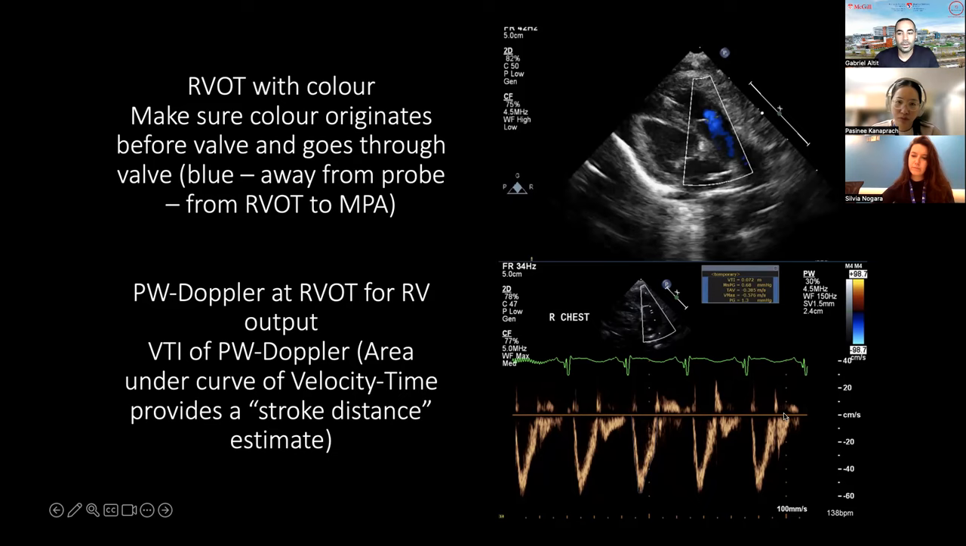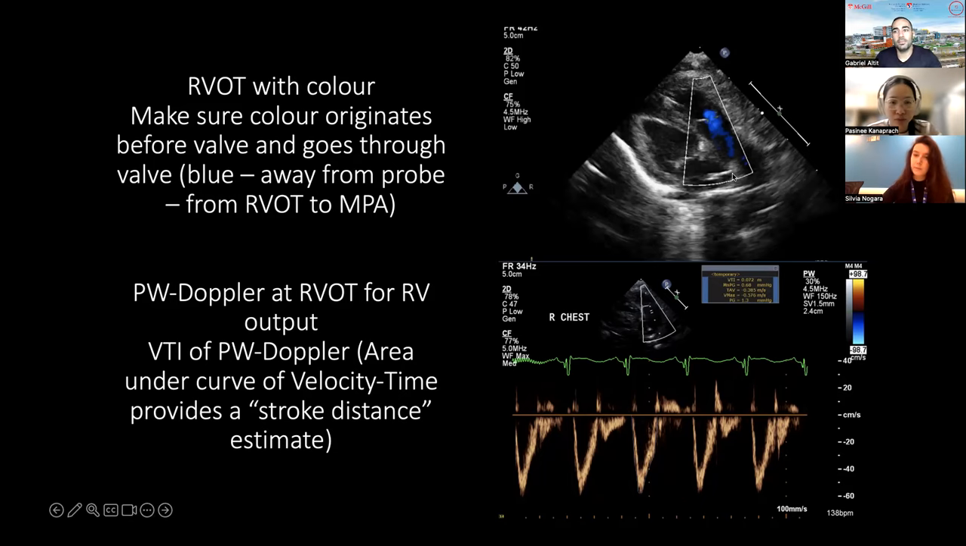This is the velocities that are coming towards the probe. This is the velocities that are going away from the probe. And so because blood flow is going from the RVOT to the pulmonary artery, it's blue. And because it's going away from the probe, it's by convention negative. And you see blue by convention is negative velocity, red by convention is towards the probe, and they're positive velocities. And that's just convention. We decided this to speak the same language.